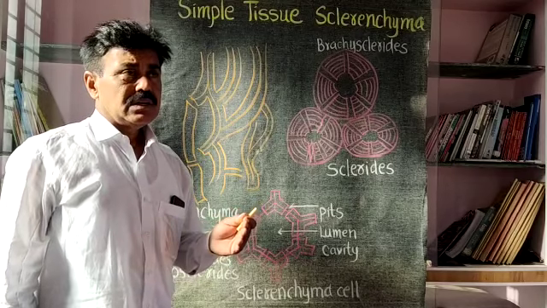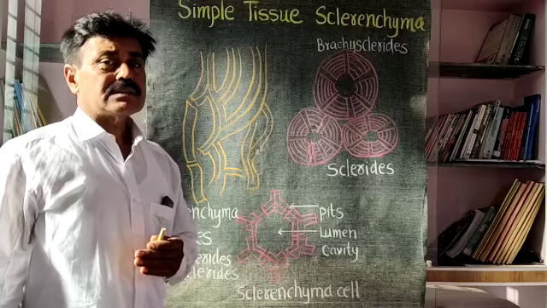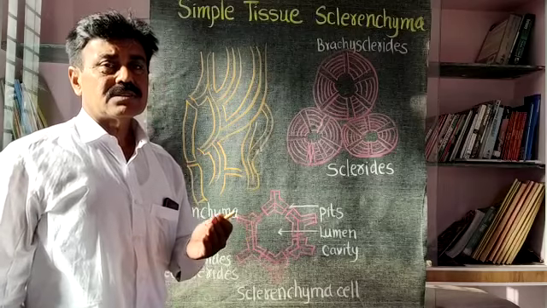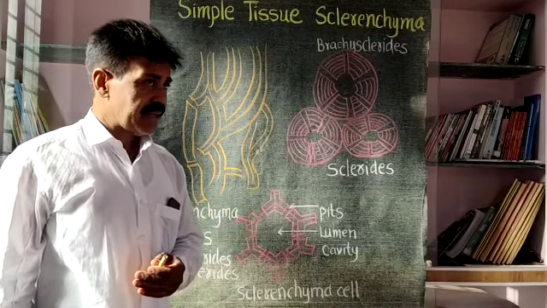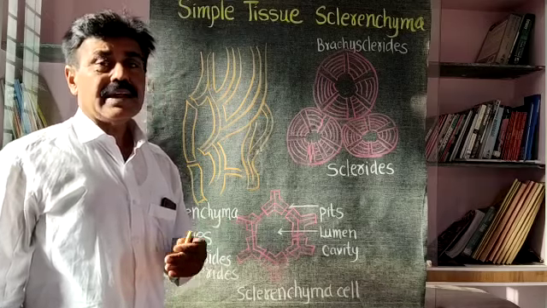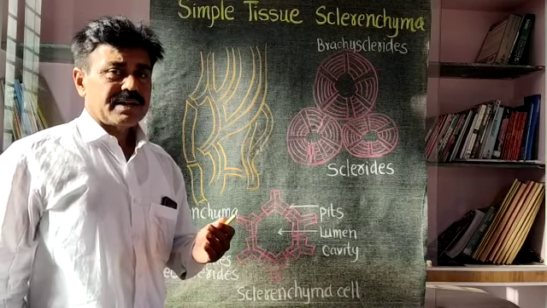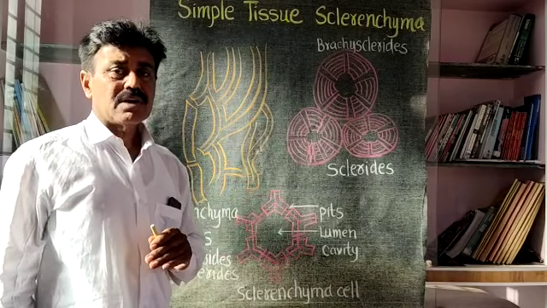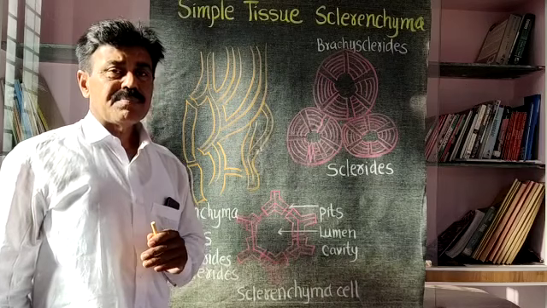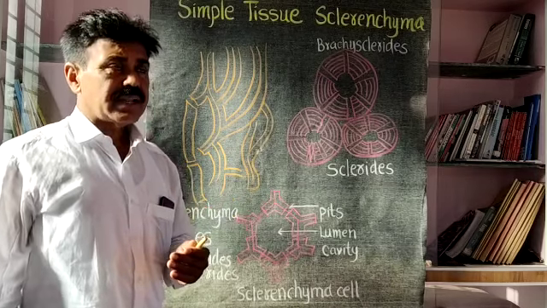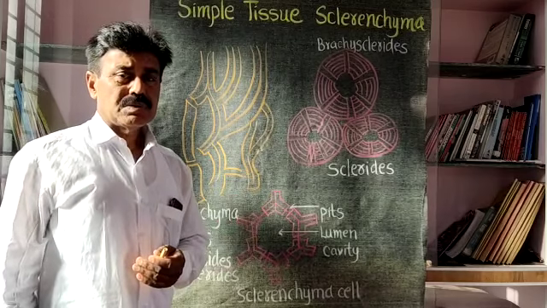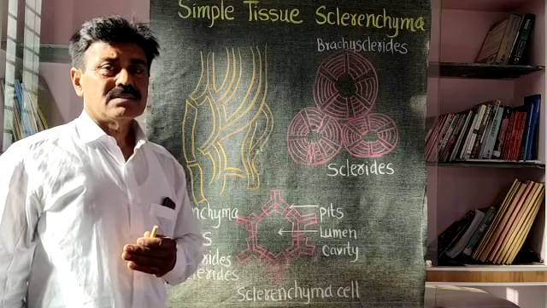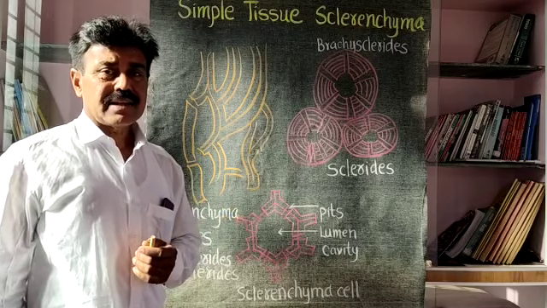As far as sclerenchyma is concerned, it is differentiated into two types, that is xylary sclerenchyma and extraxylary sclerenchyma. The sclerenchyma which is present in the xylem tissue is called xylary sclerenchyma, and the sclerenchyma which is outside the xylem tissue, in the cortical region or the hypodermal region, is called extraxylary sclerenchyma.